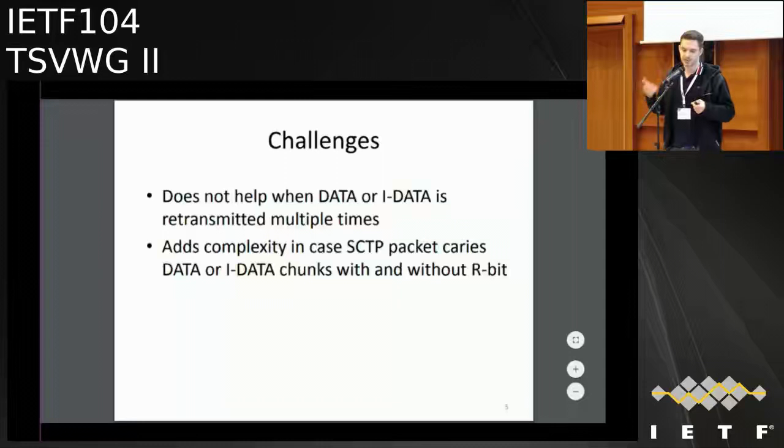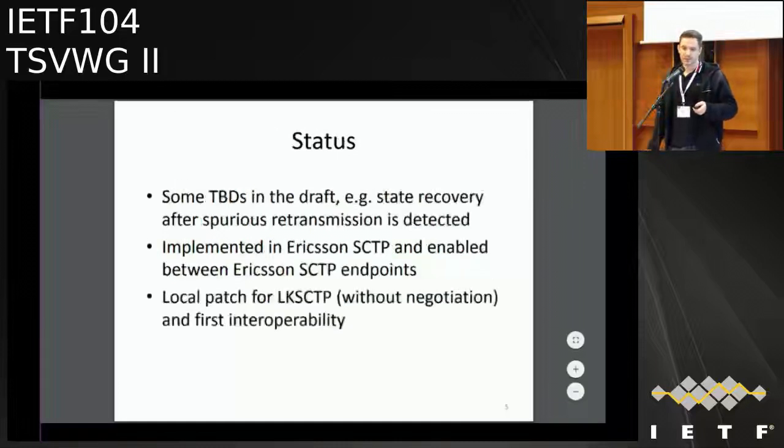But still, it brings you some possibility to at least detect spurious retransmission. The other challenge here is that if you get a packet which includes DATA chunks with and without the R bit, it brings some complexity to implementation, because then you need to send back two acknowledgements, one with the R bit and the other one without. So the current version is 0.0, and there are a couple of TBDs.